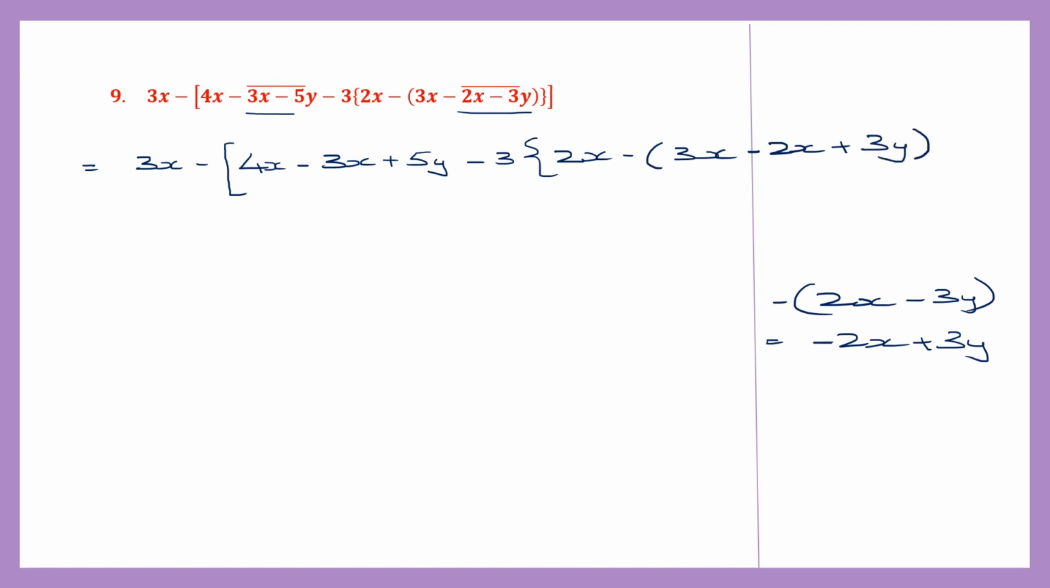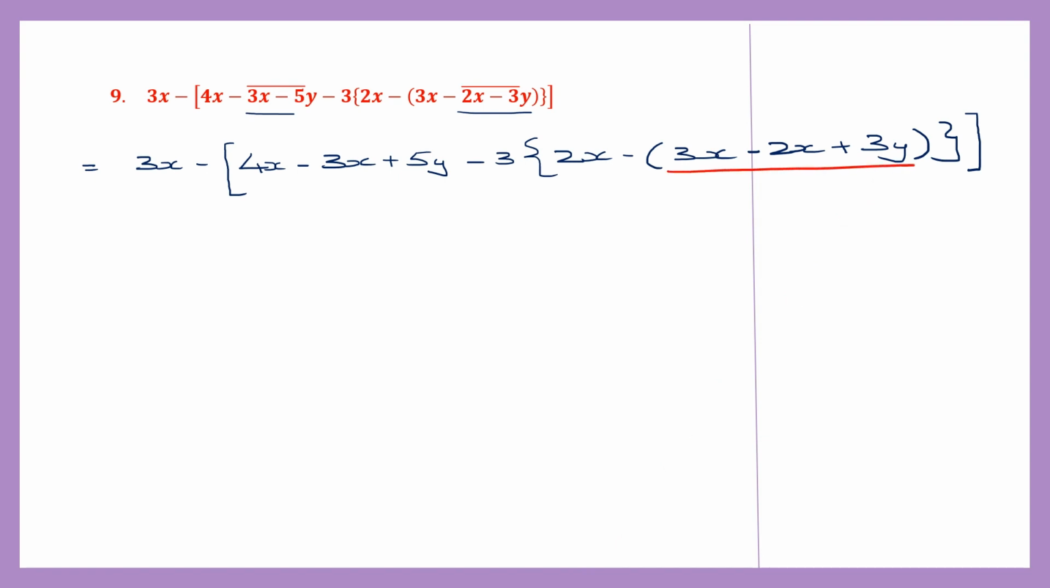Now close all your brackets. So now what are the brackets left? We have the square bracket, the curly bracket and the parenthesis. We have removed the bar bracket. So among these three, we have to now work on the parenthesis. According to BODMAS, this is what we need to do next. So let's write everything else as it is. So that will be 3x minus 4x minus 3x plus 5y minus 3, and then the curly brackets 2x.